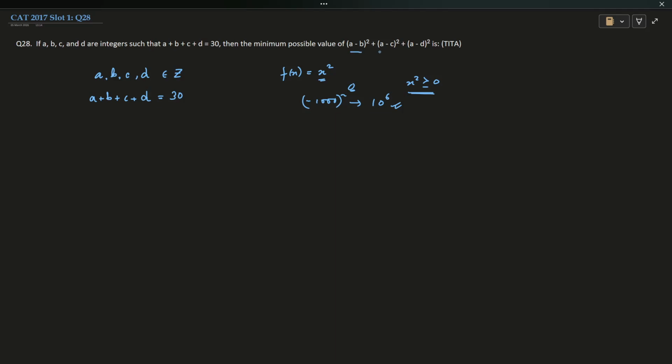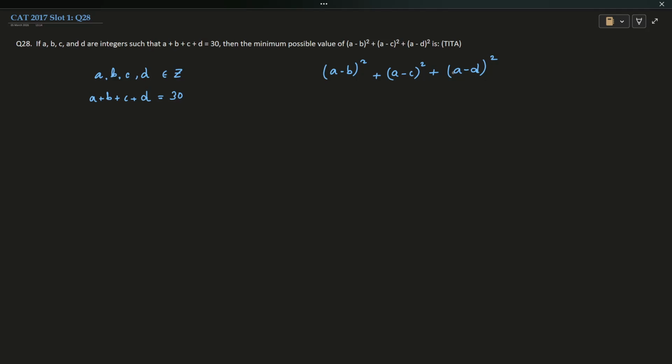We see that each term of the expression has a square, right? So for the time being, let's say that the minimum possible value will be 0. If we are not given whether a, b, c, d are even or odd, or integers, then we can directly say that the minimum possible value will be 0, right? Now, I am assuming that the minimum possible value is 0. Let's see what we will get here.